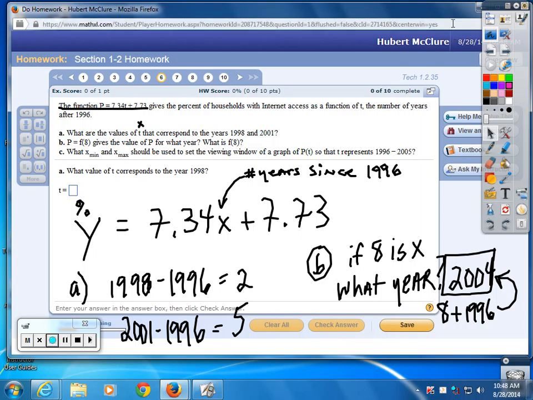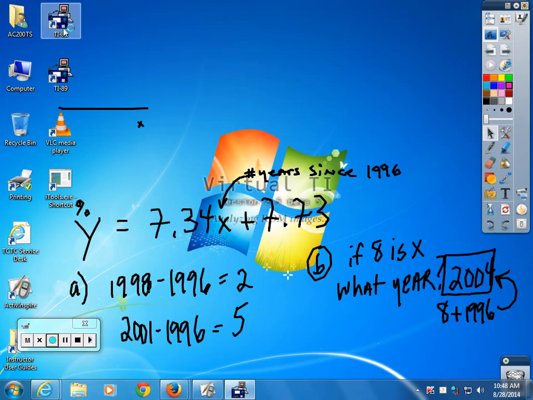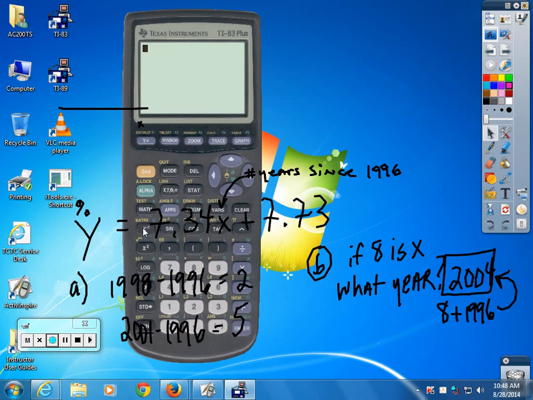Try it again. Sorry. Y is equal to 7.34x plus 7.73. And graph, and I'm going to just do a zoom out. That's the way I do things.